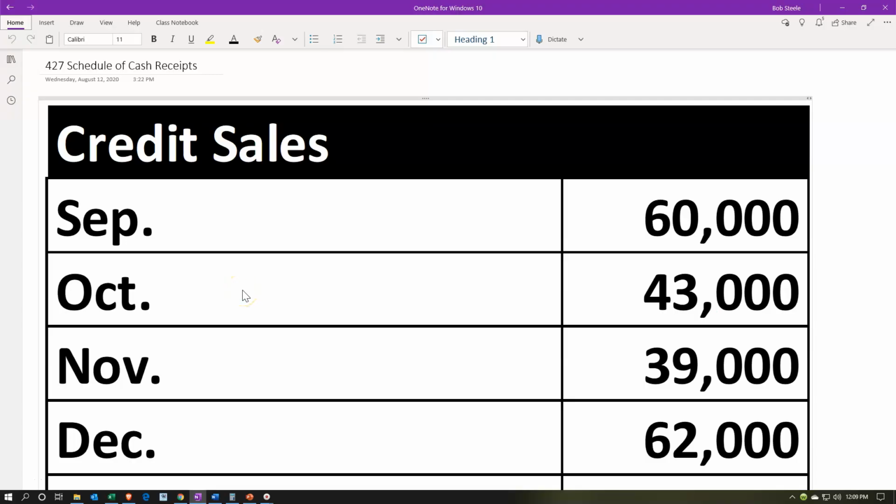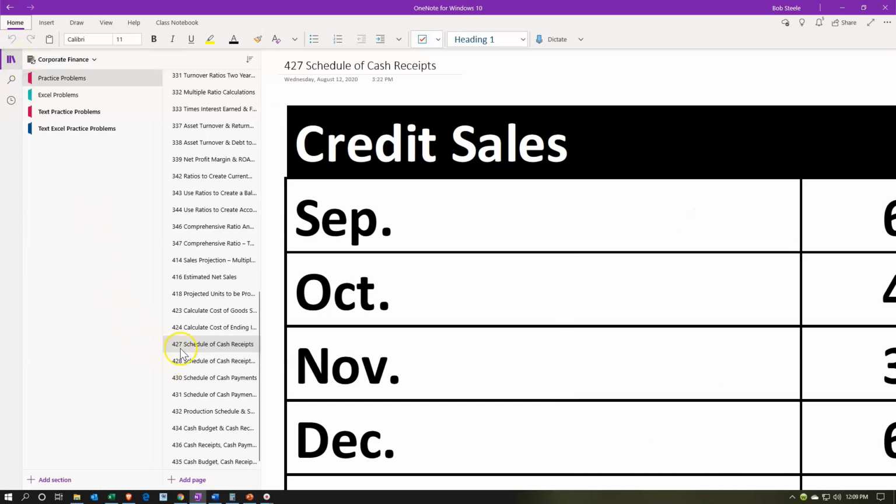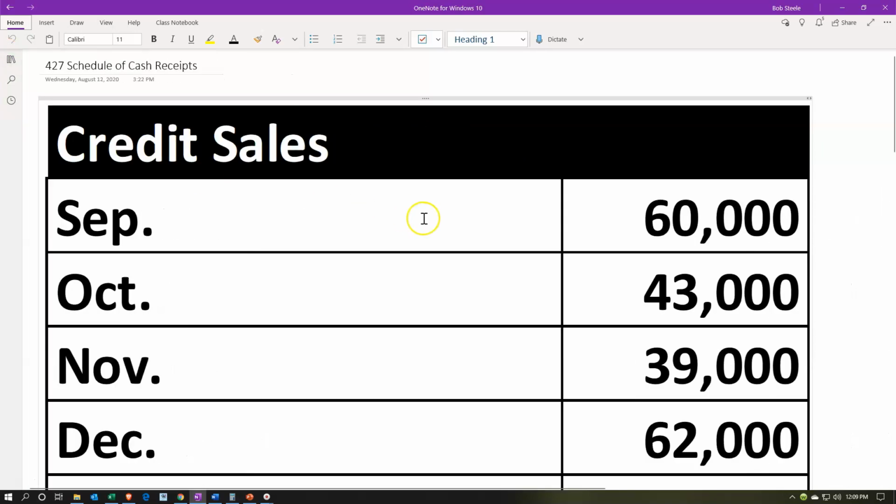Here we are in OneNote. If you would like to follow along in OneNote, you're not required to do so, but if you have access to it and would like to, we are in the 427 cash schedule of cash receipts in the practice problems tab. Closing this back up, we're going to have our information up top, and then we'll have a shorter caption of our information as we go through it in order to work our practice problem.